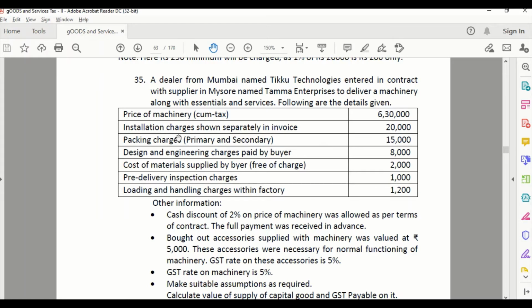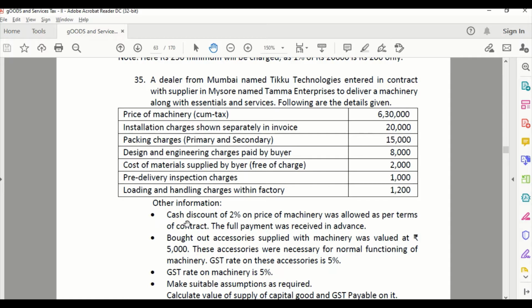Installation charges are shown separately in the invoice. Why is it shown separately? Because it is a service, installation charges, right? And all other things can be included in the price of machinery or not. There are some extra things: packing charges, packing is also a service, and then design and engineering charges, cost of material supplied by the buyer free of charge, which is also included. Then pre-delivery inspection charges, this is a service, and loading and handling charges within the factory, this is a service. So all these things we have to include. There is nothing which has to be excluded. That is why I said this is a very simple example.